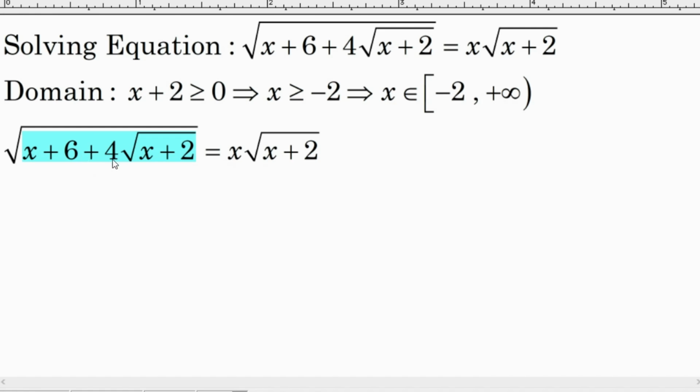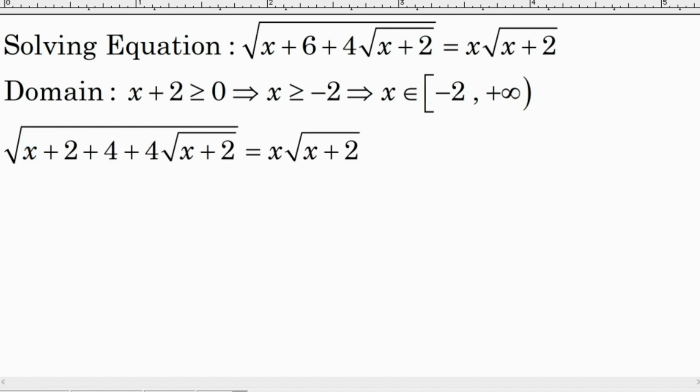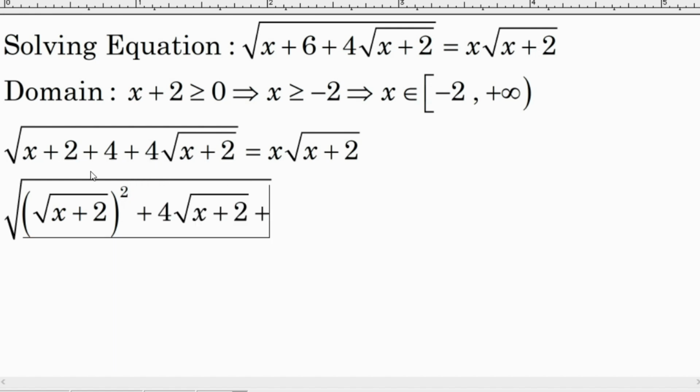Here on the first side we have x plus 6. x plus 6 could be written as x plus 2 plus 4. So I can write that as (square root of x plus 2) raised to square, plus 4 square root of x plus 2, equal to x square root of x plus 2.